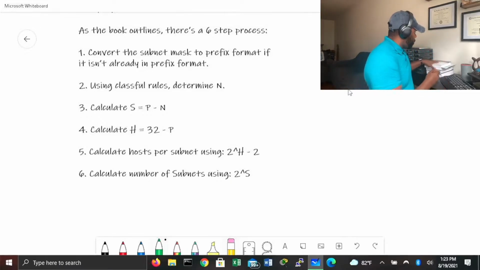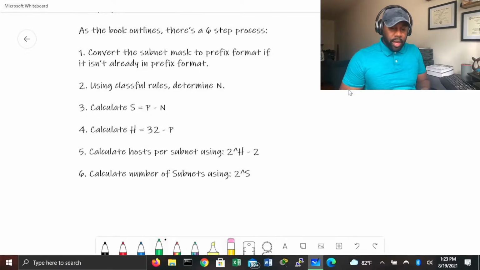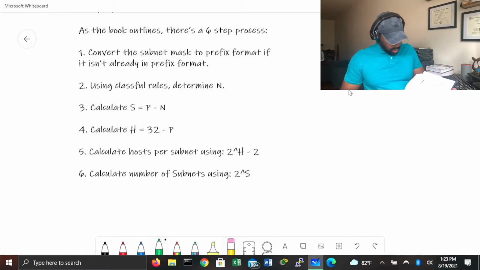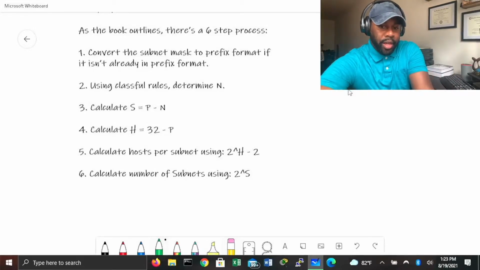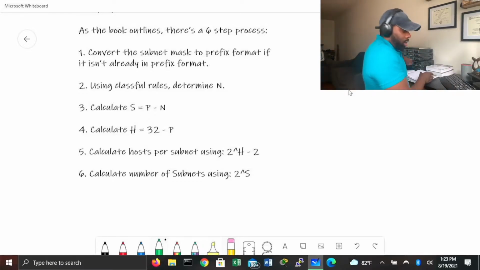I gotta pull up the book real quick so that I can get some of the practice problems up for us. Let me put this over here. No, but yeah, let me put this over here. I need a bigger desk.